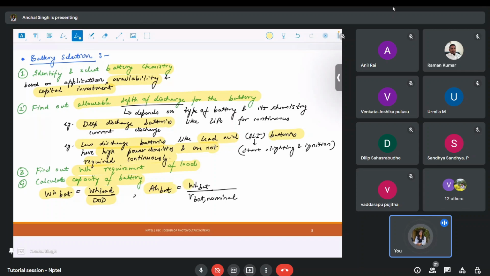So I need to find the ampere hour rating of the battery. That is just we'll divide our watt hour battery rating with the nominal voltage of my battery. So this will give me the ampere hour rating of my battery. So I have got the first parameter of my battery. I have got the chemistry of my battery. I have got the ampere hour rating of my battery.